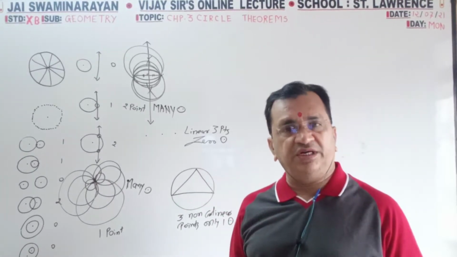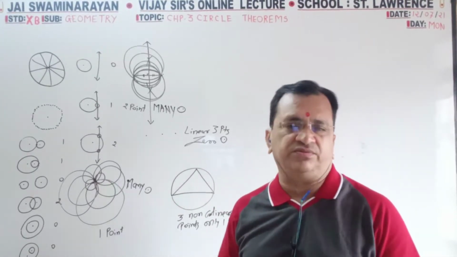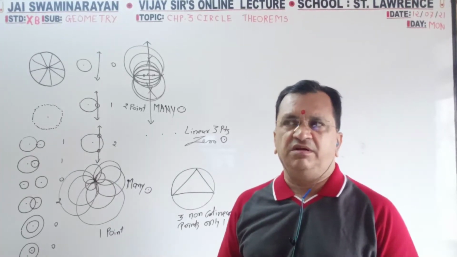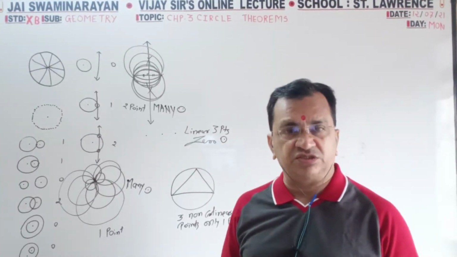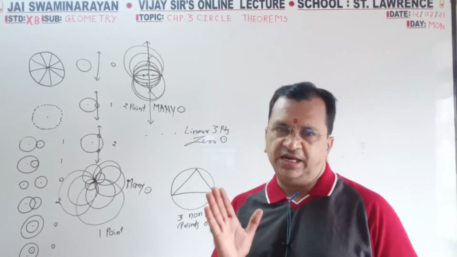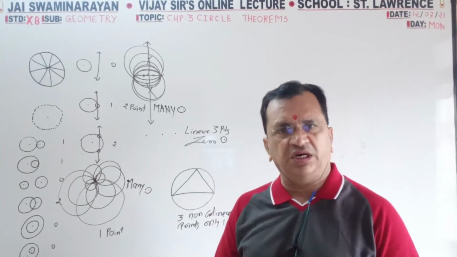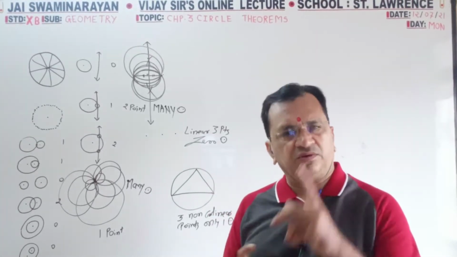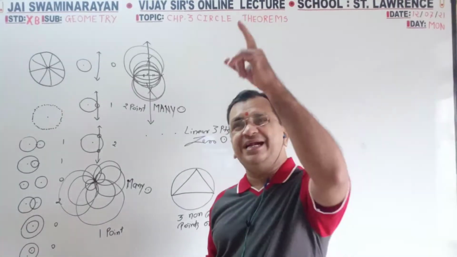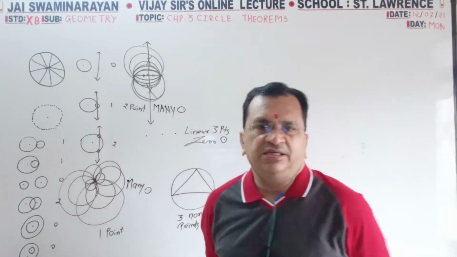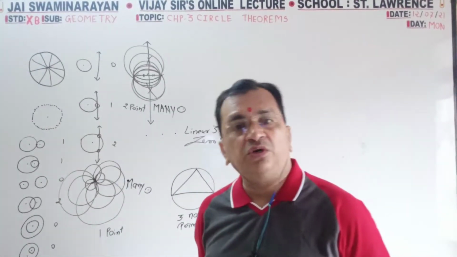Then I have taken a pair of one line and one circle. In 3 different ways you can draw. The line will not touch the circle, so 0 common points. The line will touch the circle at one common point. The line will intersect or cut the circle at 2 points. So there are 2 common points.